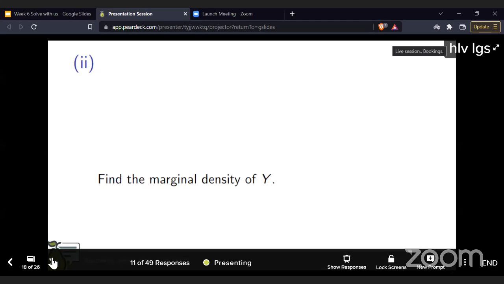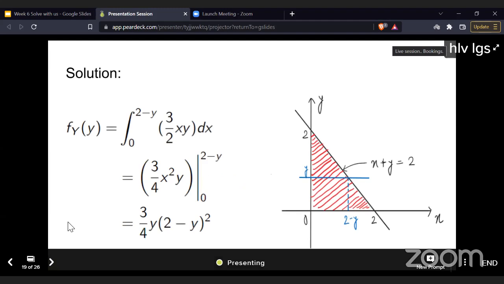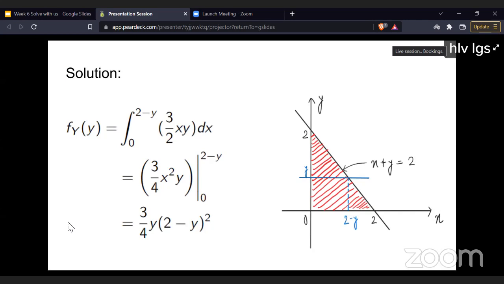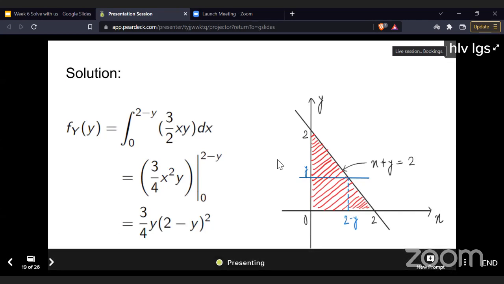So to find the marginal density of y, we are going to integrate f of x, y with respect to x. If you do that, your limit of integration is going to vary from 0 to 2 minus y. So it's the same as the previous one. It's just that the limit of integration for x here is varying from 0 to 2 minus y. So any doubt in deciding the limit of x here?